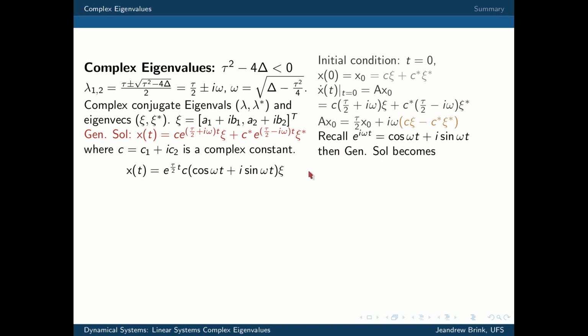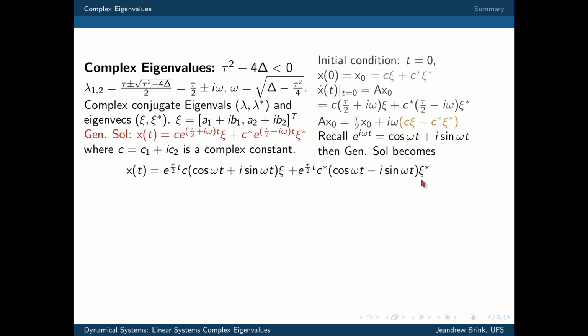So we write the first term as the constant times this complex exponential, where we've factored out e to the tau over 2 times t, the real part, in front, and the imaginary part e to the I omega t we write as cos omega t plus I sine omega t, times the eigenvector. And we can do exactly the same for the second term. Once again, we take out the real part of the exponential, multiply by the complex constant c star, and then expand the imaginary part in terms of its real and imaginary components, times the conjugate eigenvector.